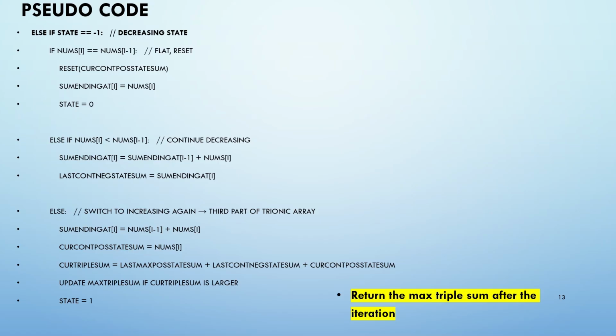So by iterating over the array, calculating the condition, and then executing the logic of changing the segment sum and setting the sum ending at the array, we will eventually find the last triple sum.